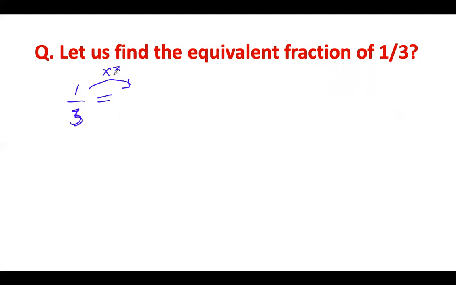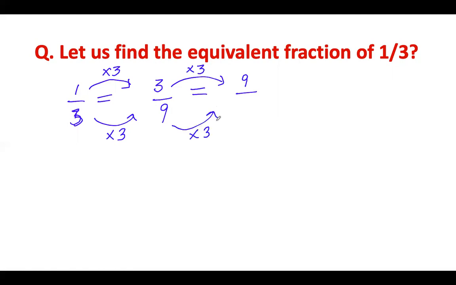So now we take 3 times 1. So 3 times 1 is 3, and the numerator and the denominators multiply by the same number, right? So we can get 3/9. So again, how can we get an equivalent fraction of 3/9? We again multiply by 3. So we get 9, and we again multiply by 3. So we get an equivalent fraction. I hope you understand well, right?